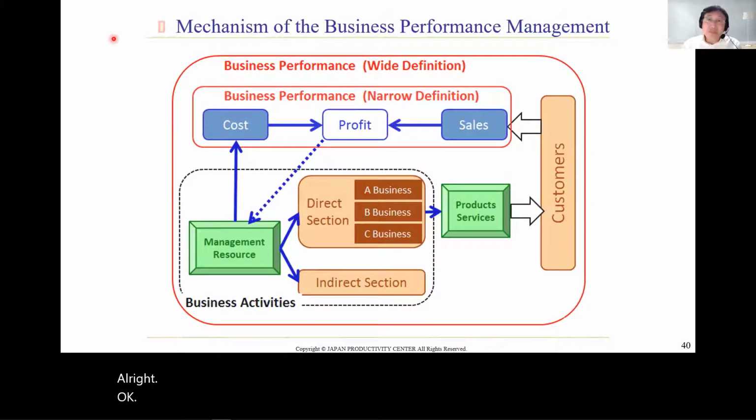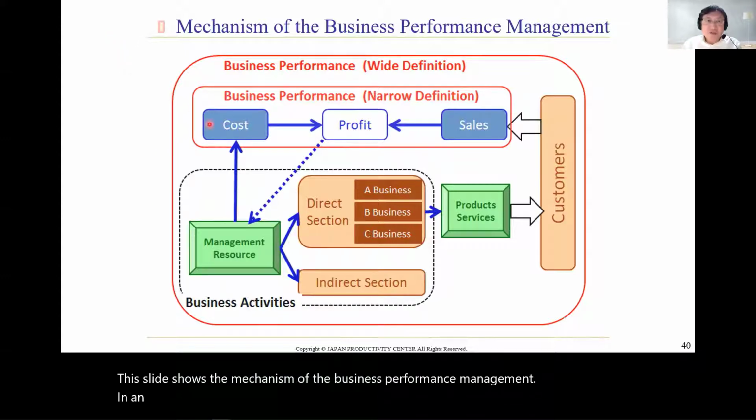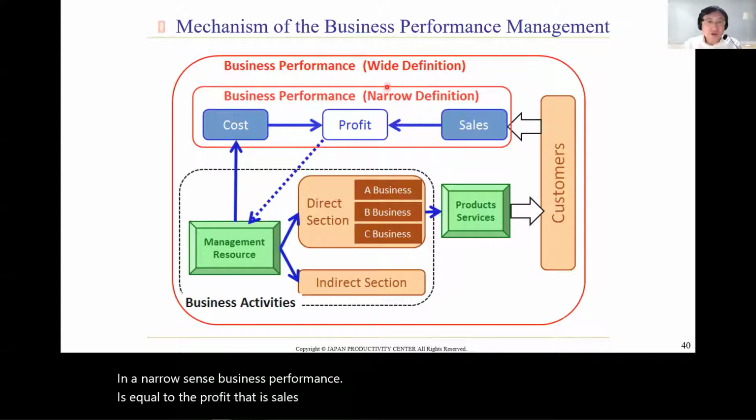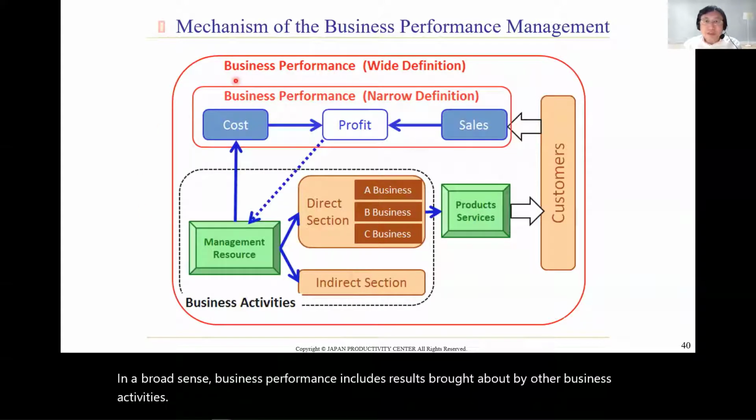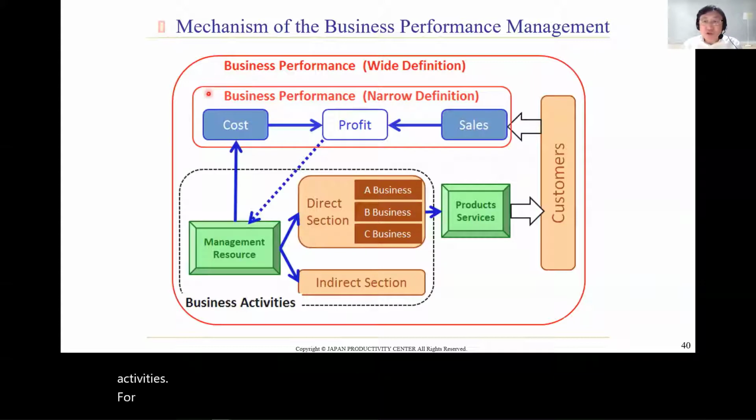This slide shows the mechanism of the business performance management. In a narrow sense, business performance is equal to the profit, that is, sales minus cost. In a broad sense, business performance includes results brought about by other business activities. For example, management resources are used to pay cost and incorporate profits.